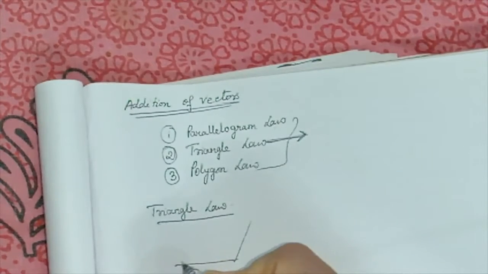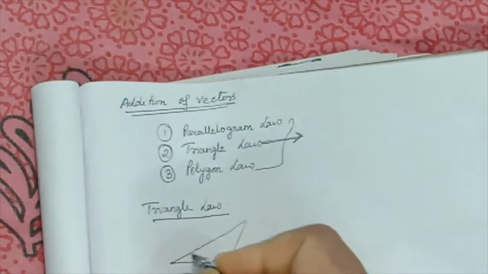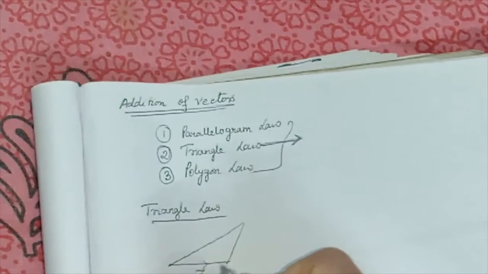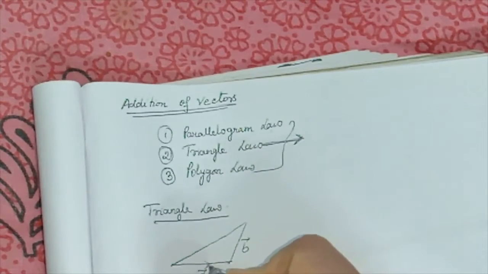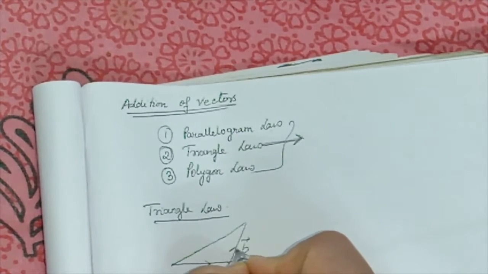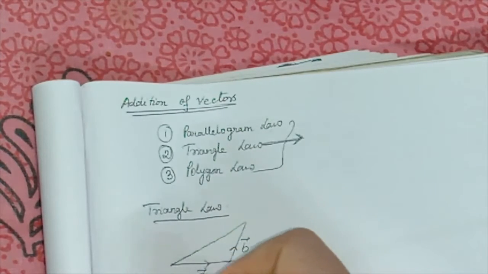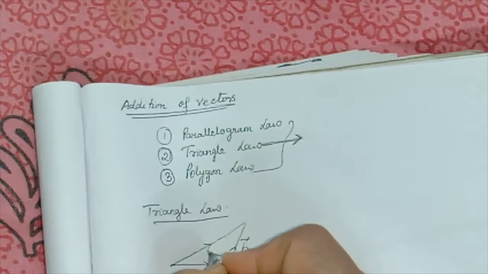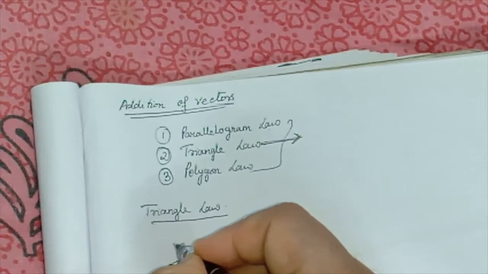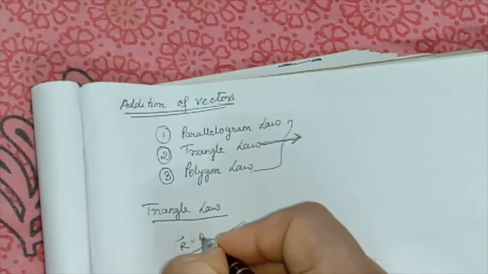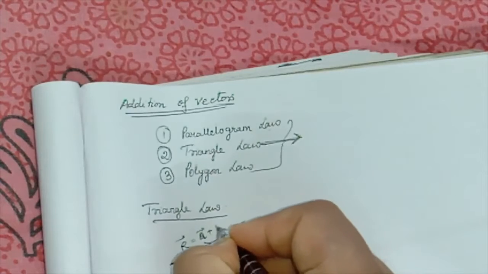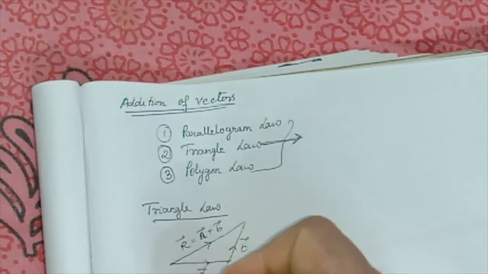Now I am drawing a triangle. Let this be a triangle. If A vector and B vector are represented by the 2 adjacent sides taken in the same direction, that is, they are moving in an anticlockwise direction, then the third side of the triangle will give the resultant of the 2 vectors taken in the reverse order.